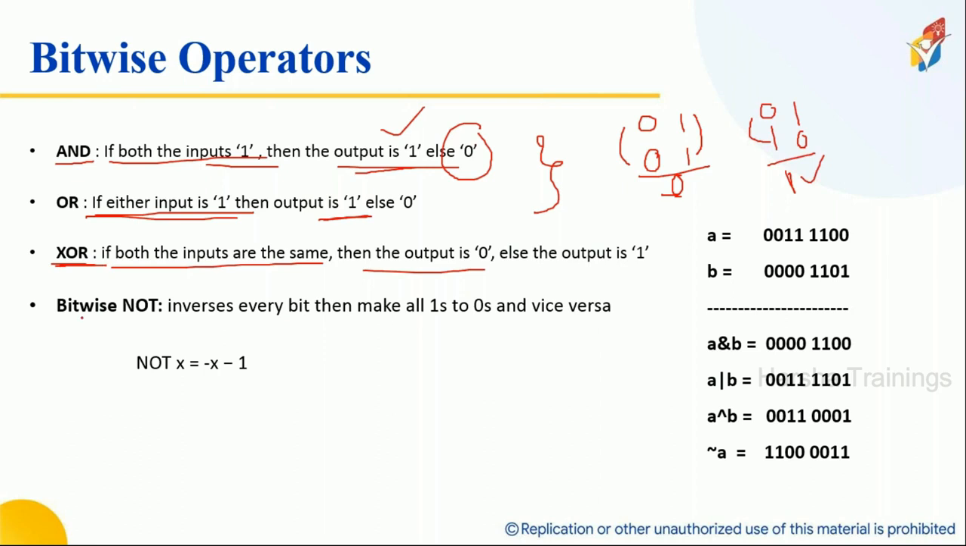Now, in order to get the bitwise NOT operation, there is a formula. Simply you should go for minus x minus 1.